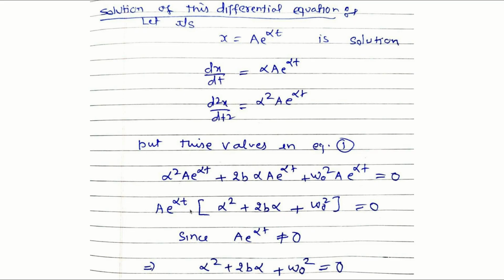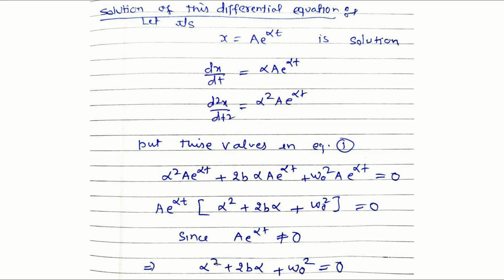But we know that a e raised to alpha t cannot be 0. Why? Because we are considering it as a solution of the differential equation, and 0 is not a solution of the given differential equation. So it is not 0, which implies the terms inside the bracket must equal 0, since 0 multiplied by something is 0 only if one factor is 0. So alpha square plus 2b alpha plus omega naught square will be 0.